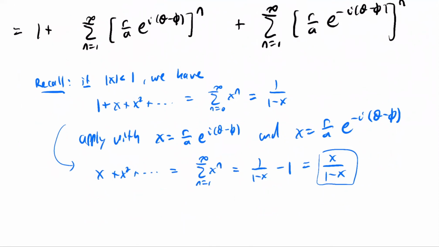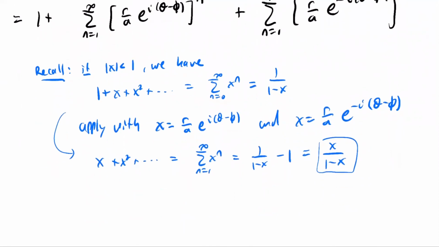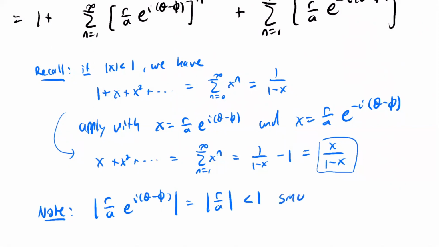In order for this to be valid, we need to check that the absolute value of the term whose powers we sum is less than 1. Well, that's easy to check here. Notice that if I look at the absolute value of r over a times e to the i(theta minus phi), this is just equal to the absolute value of r over a, since the complex absolute value of an exponential is just 1. But this is less than 1 because r is less than a inside the domain.